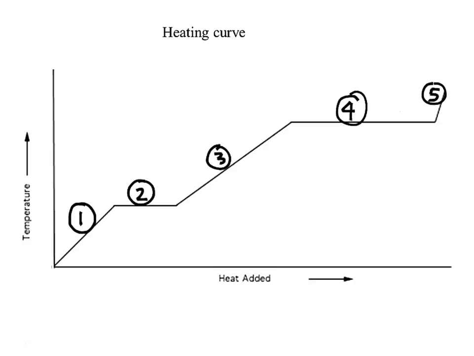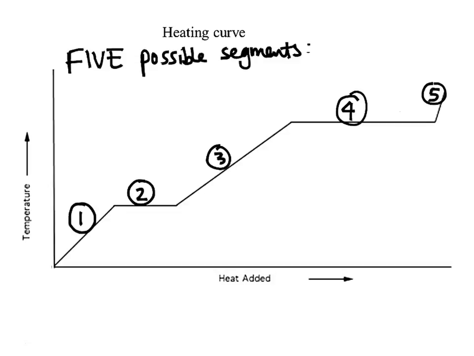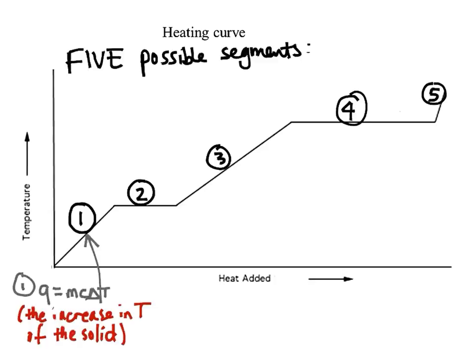So the most number of segments you may have in a problem is 5, but it could just be a portion of the curve. So it might just be sections 2, 3, and 4, or it might be all 5, might be 1, 2, and 3, might be just 1 and 2. Depends on the substance that you start with. So you use segment 1 if you're increasing the temperature of a solid. The mass and the specific heat would be those of the solid.